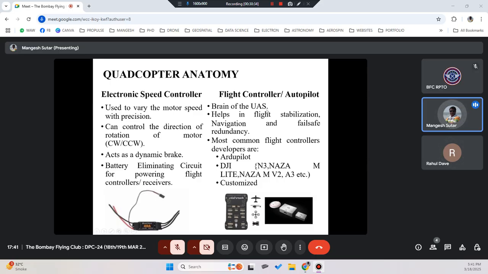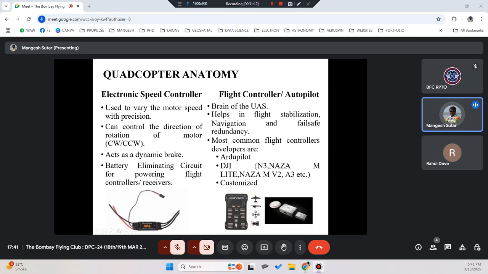So we see flight controller or autopilot. It's the brain of the UAV, helps in flight stabilization, navigation, and fail-safe redundancy. Most common flight controllers are developed by ArduPilot or DJI, like A3, NAZA, M-Lite, NAZA-M V2 or A3, etc. Or mostly used is the Pixhawk. ArduPilot Pixhawk is the mostly used. I would say that 95% of the drones worldwide use Pixhawk or its variant. There are a lot of variants also available of Pixhawk, but again they are derived from Pixhawk only.